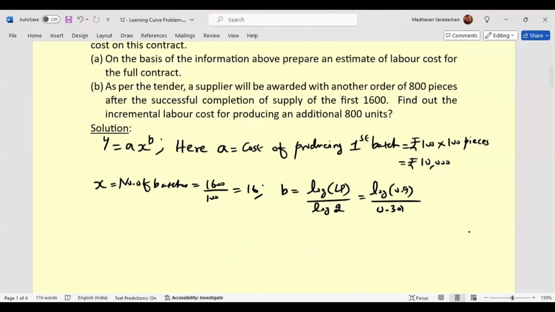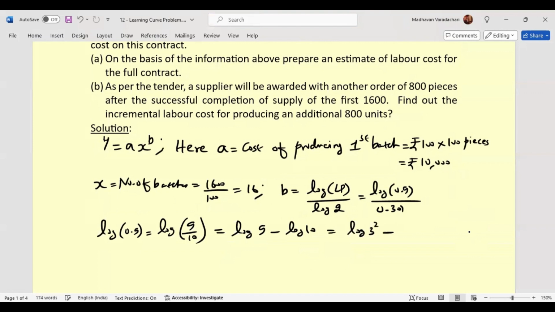So for logarithm of 0.9, we will do it separately. That can be written as 9 by 10. So that can be simplified as log 9 minus log 10, which is log 3 square minus 1. Log 3 square can be written as 2 log 3 minus 1. So that is 2 times 0.4771, because we know log 3 is 0.4771, minus 1. If we calculate this, we will get negative 0.0458.